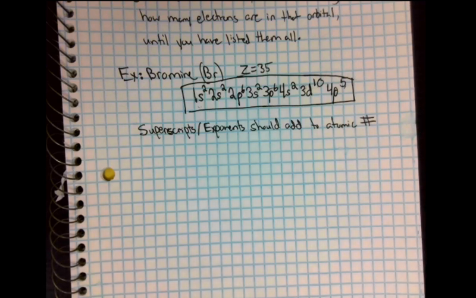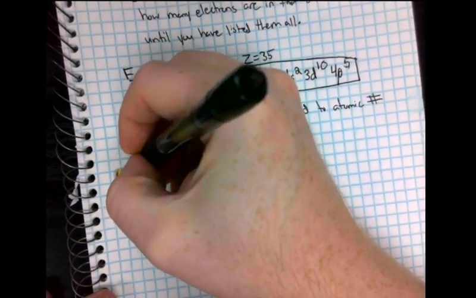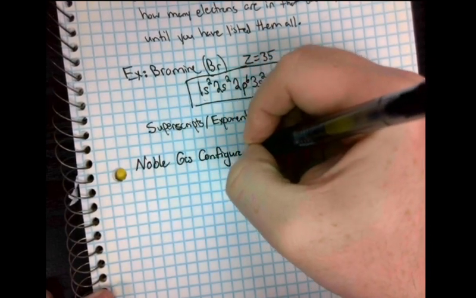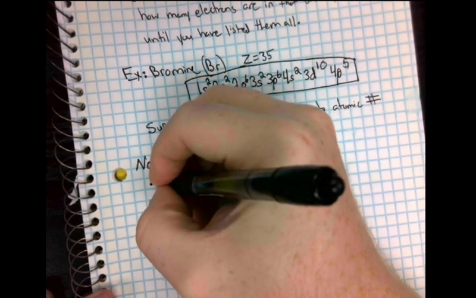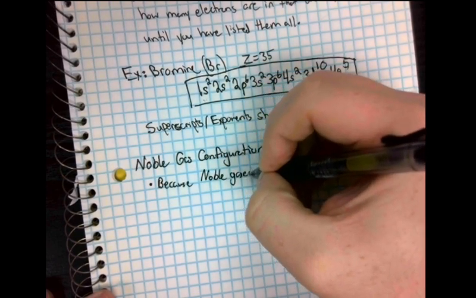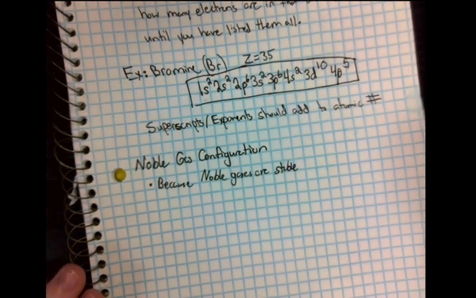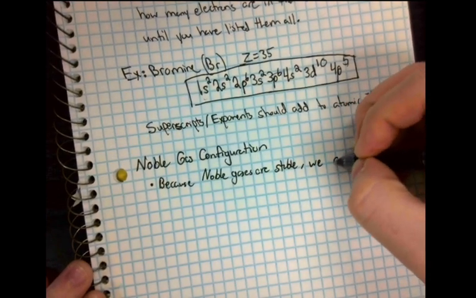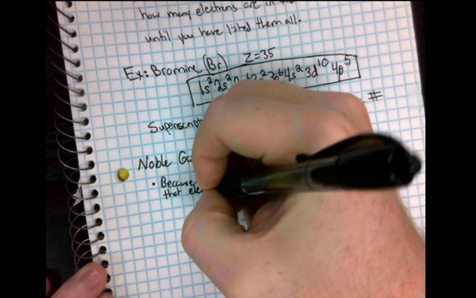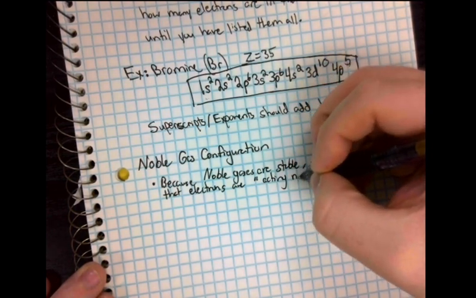Now, there is one shortcut, or one extra shortened step, that we can do, and that is called the noble gas configuration. The basic idea is, because noble gases are stable, which you probably learned in your earlier classes, they're all very, very stable, we can assume that electrons are, and we're going to just say this as, acting normal.